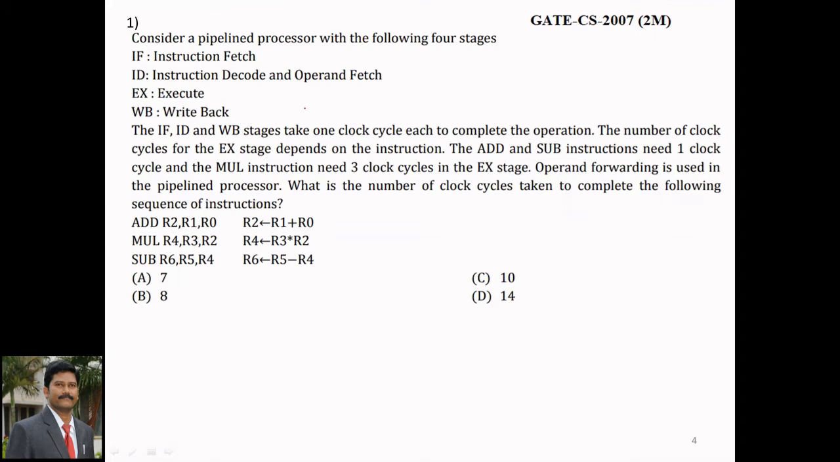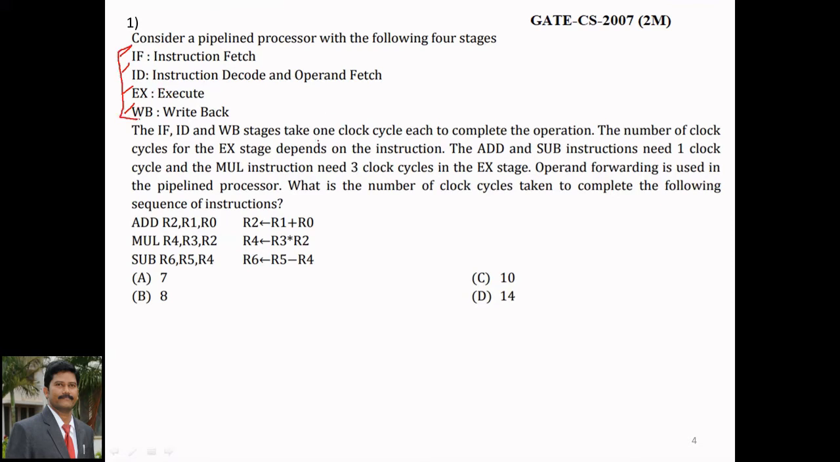This question was asked in GATE 2007 for 2 marks. Consider a pipeline processor with the following 4 stages: instruction fetch, and instruction decode or operand fetch. Both are combined. Sometimes they will give OF, which means operand fetch. Here the ID stage has both instruction decode and operand fetch, then an execution stage and a write back stage, which writes the results into the memory. So these 4 stages are given here.